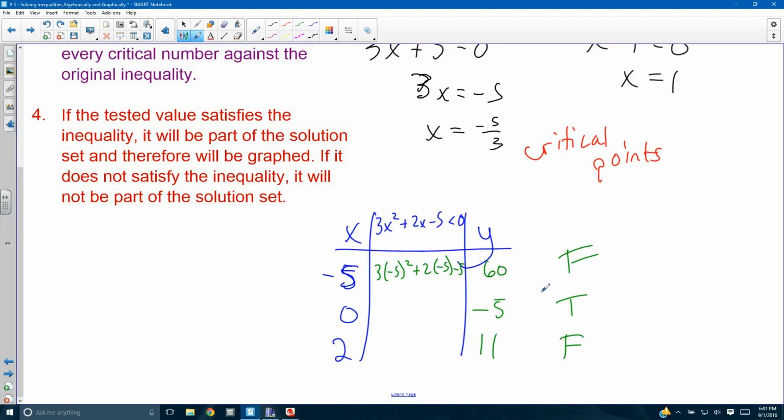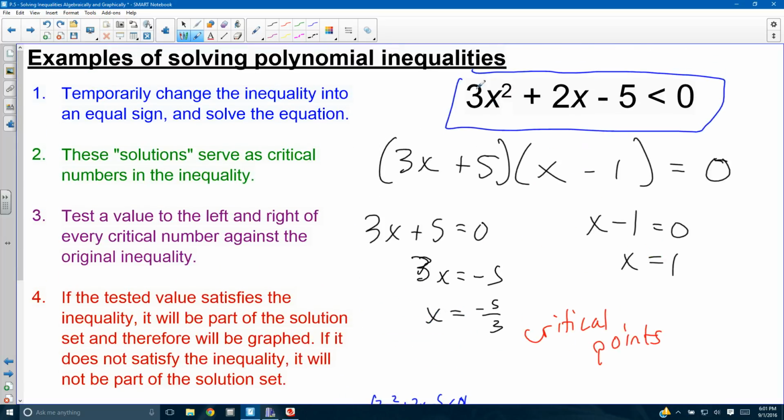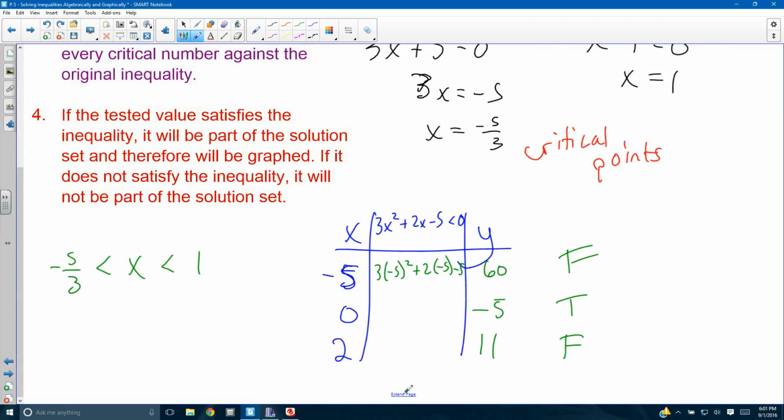So what it comes down to now is the graph. Your x values that you can choose can be between -5/3 and 1, and it cannot include those two. Those are the ones that will give you the true statement for this. So when I substitute any numbers between -5/3 and 1, I will get a negative number, and that's exactly what I was looking for here. Okay? So now let's graph it.